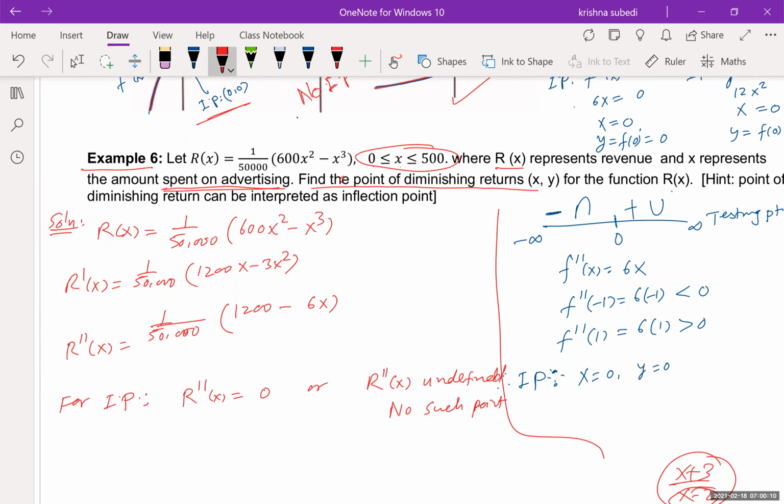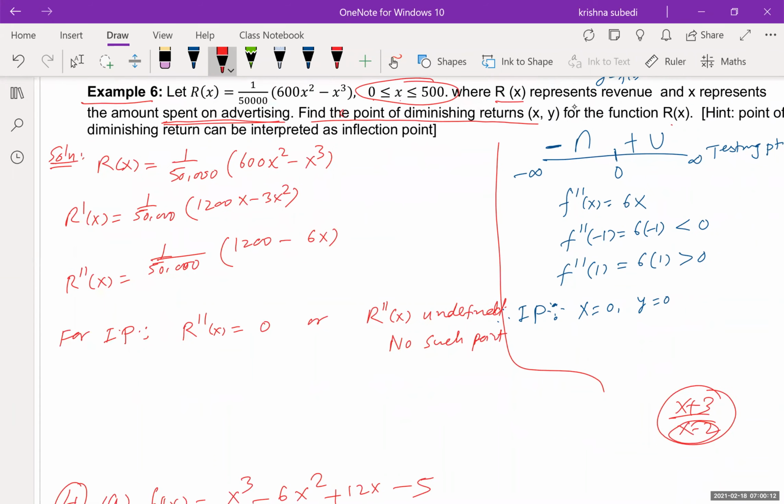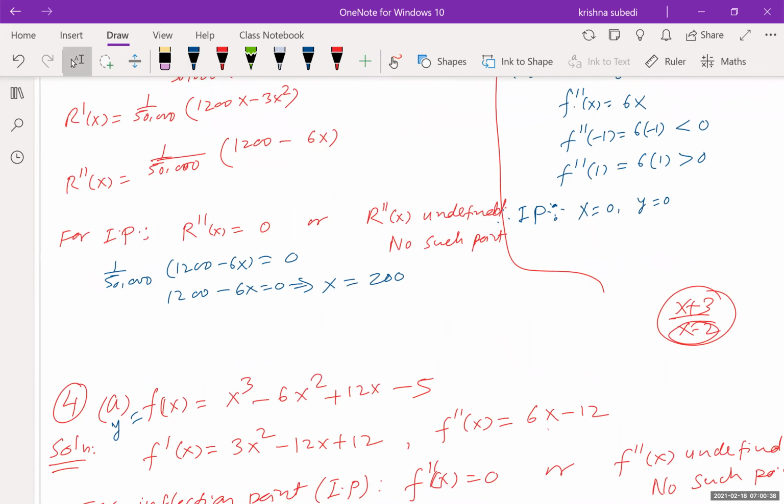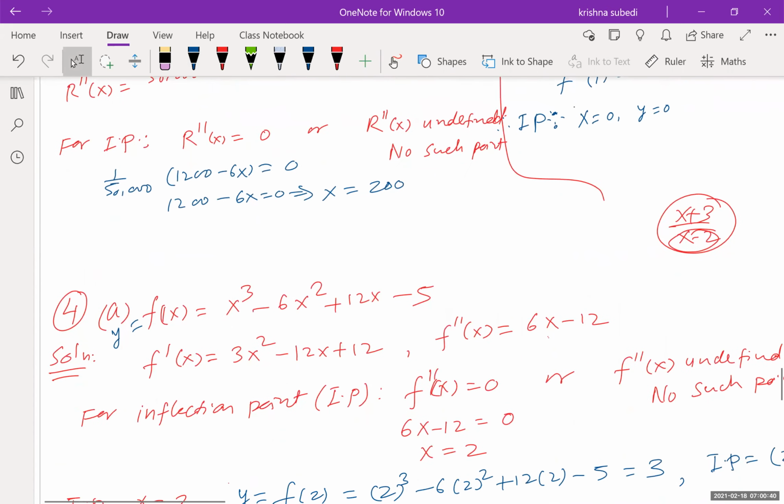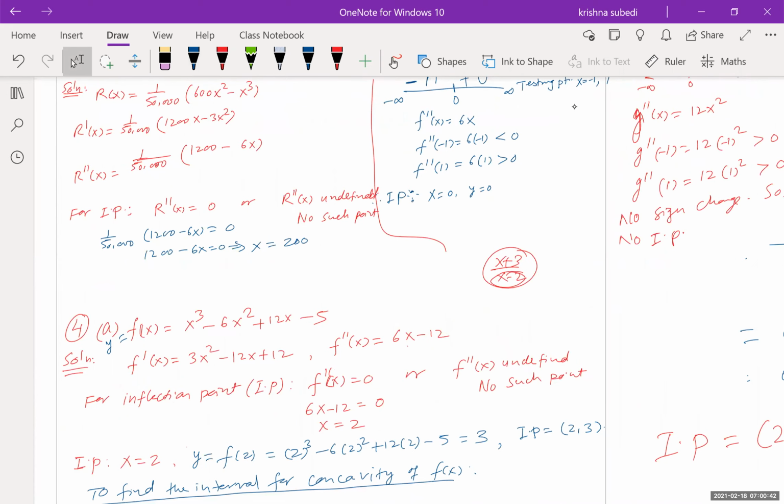So for the inflection point, the second derivative equal to 0, so that's going to give me 1 over 50,000 times 1200 minus 6x equal to 0. So this gives me 1200 minus 6x equal to 0, which gives me x equals 200. All right, so we found that x equals 200 is the candidate for the inflection point.